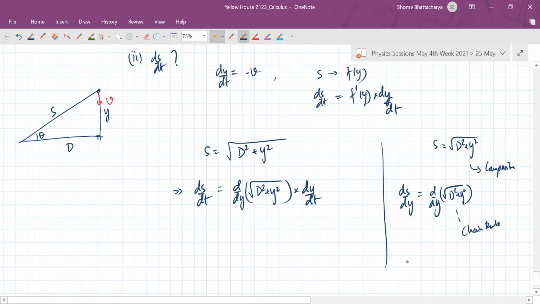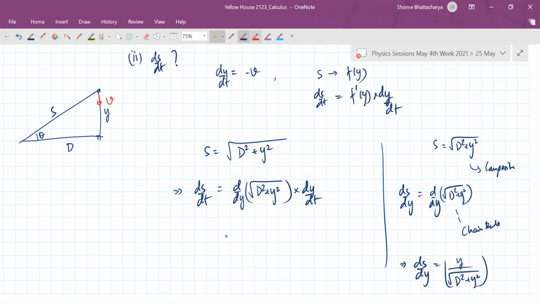So on doing those steps, just try them out yourself. The chain rule steps here should come out to be y upon root of d square plus y square. I'll show you the steps in a moment, but just try it out yourself. So on doing this, you should get it like this.